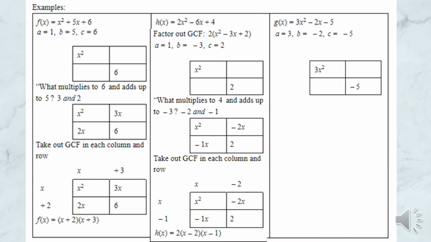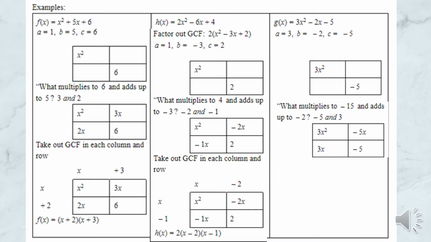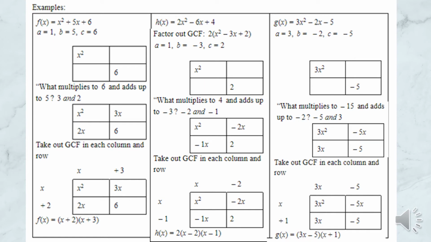In the third example, there is no GCF, so I simply identify my a, b, and c values, and I've already written my a term in the top left, my c term in the bottom right. Our magic question again is what multiplies to negative 15 and adds to negative 2. Those numbers were negative 5 and 3, so I went ahead and filled those into the 2 remaining boxes. Now it's time to take out the GCF in each column and each row.